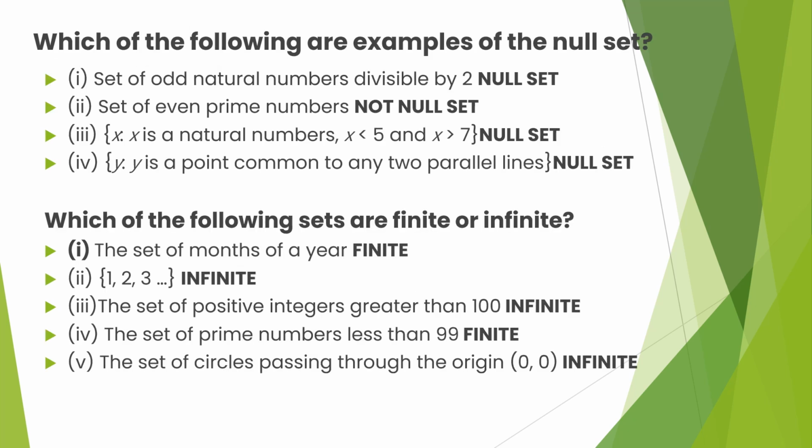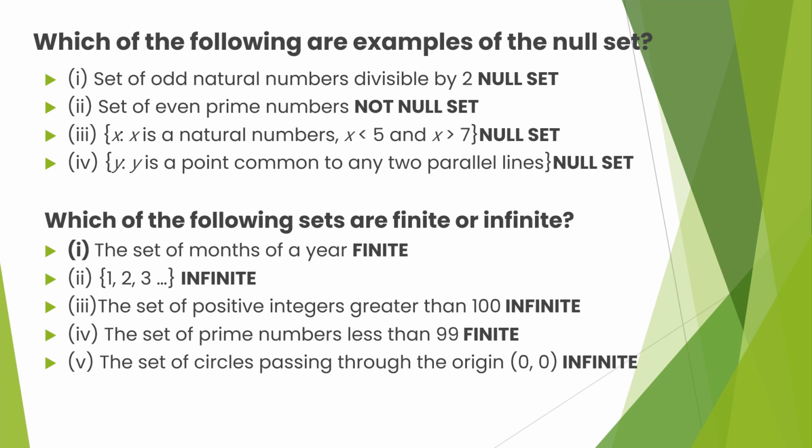Which of the following are examples of the null set? Null set means the empty set or the void set. Set of odd natural numbers divisible by 2. You do not have any odd natural numbers which are divisible by 2. All the even numbers are divisible by 2. Second one, set of even prime numbers. It is not a null set. Why? Because you have the number 2 which is prime. So it is even and it is prime. So this set is not an empty set.